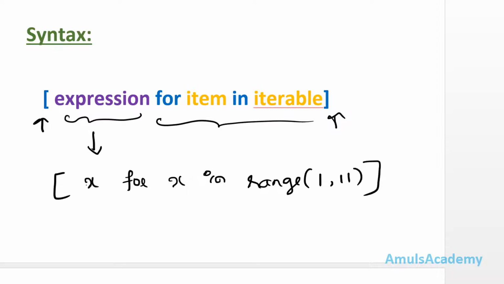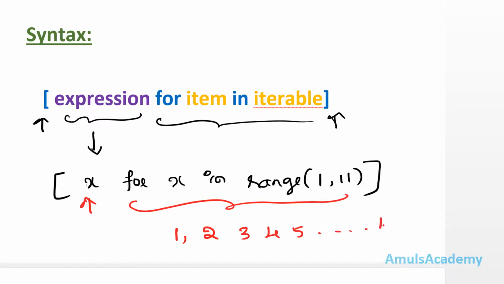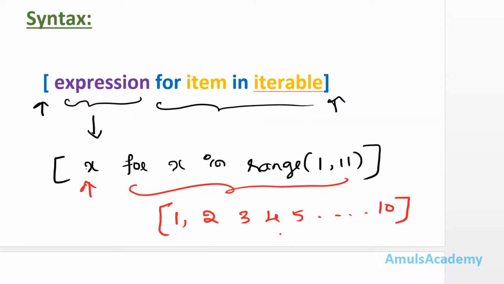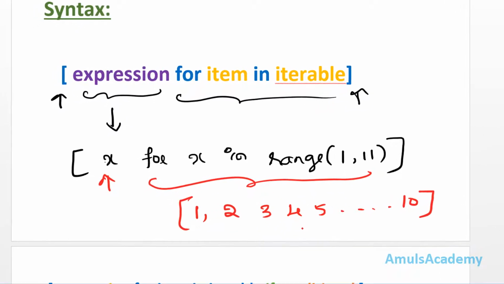So here x is the expression and this is the for loop, and this expression will give each element. When x is 1, it will give 1, next 2, next 3, next 4, next 5, till 10. We'll get the list like this. So this is the basic syntax of list comprehension.